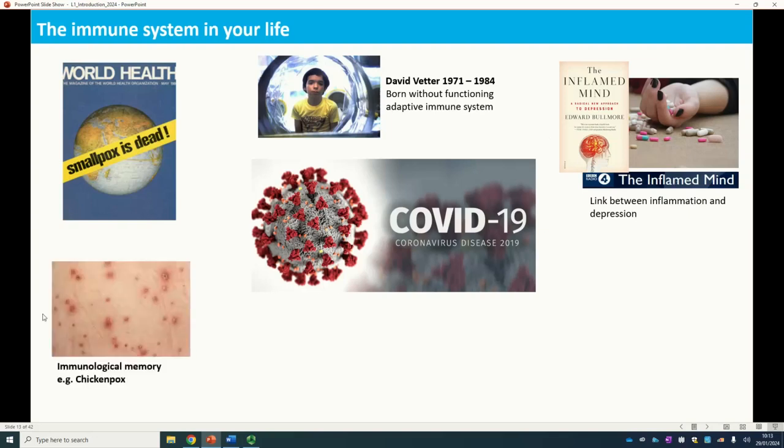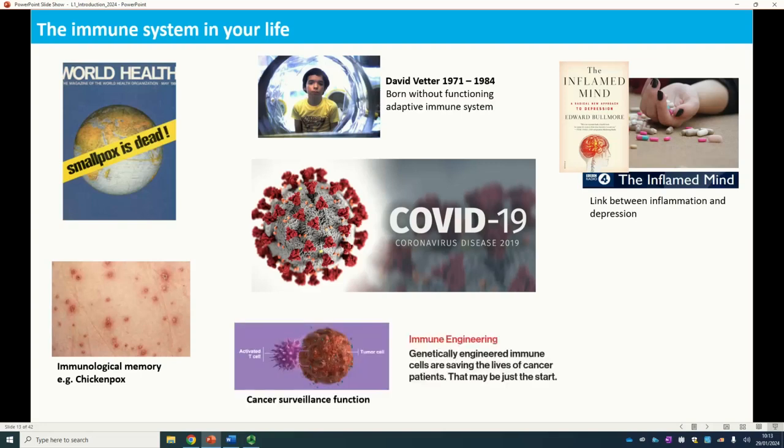And then I've put up here this slide of chickenpox, because obviously as a child or an adolescent you get chickenpox, but then hopefully that's the only time you'll get it. The reason that you'll only get it once is because you've got an immunological memory. That's another key feature of the immune response: it will provide you with a memory response and protect you, hopefully, for life against various diseases.